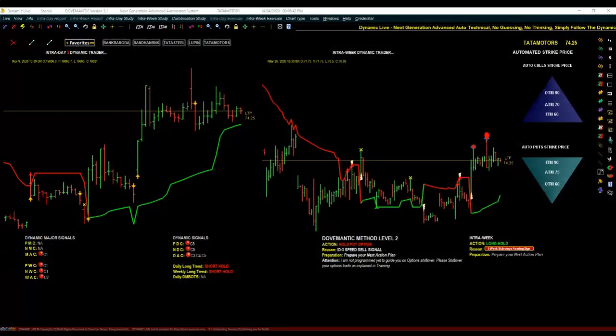Now here you can see, just below the action, there is something called preparation. In the preparation it will be written as "get ready to buy call option" or "get ready to buy put option", and it will tell you at least 15 to 30 minutes in advance, so that you know what trade you are going to do next, right? So you can be prepared. Only once it confirms in the action information, that is when you can go ahead and do the trade.